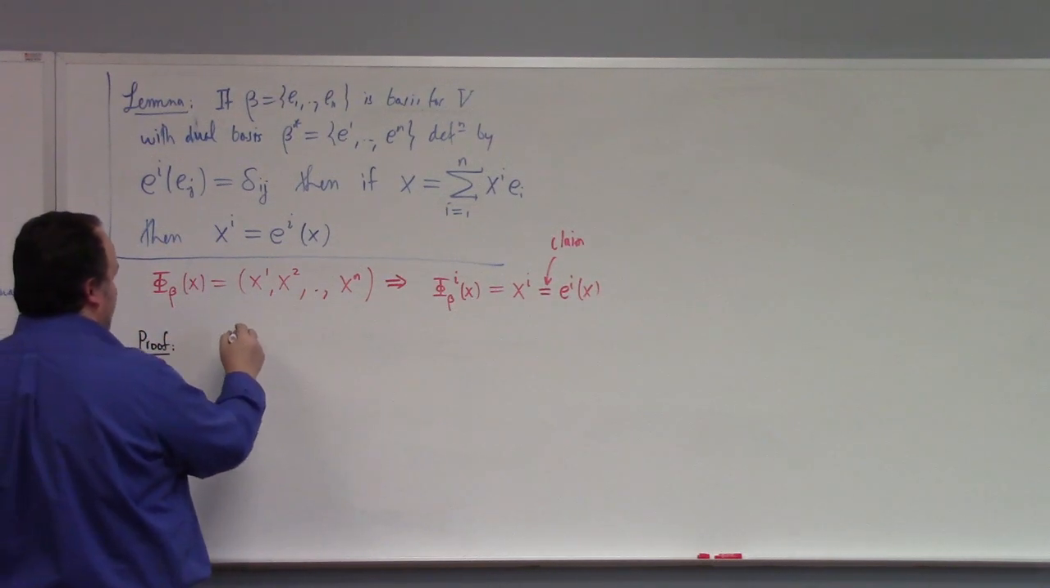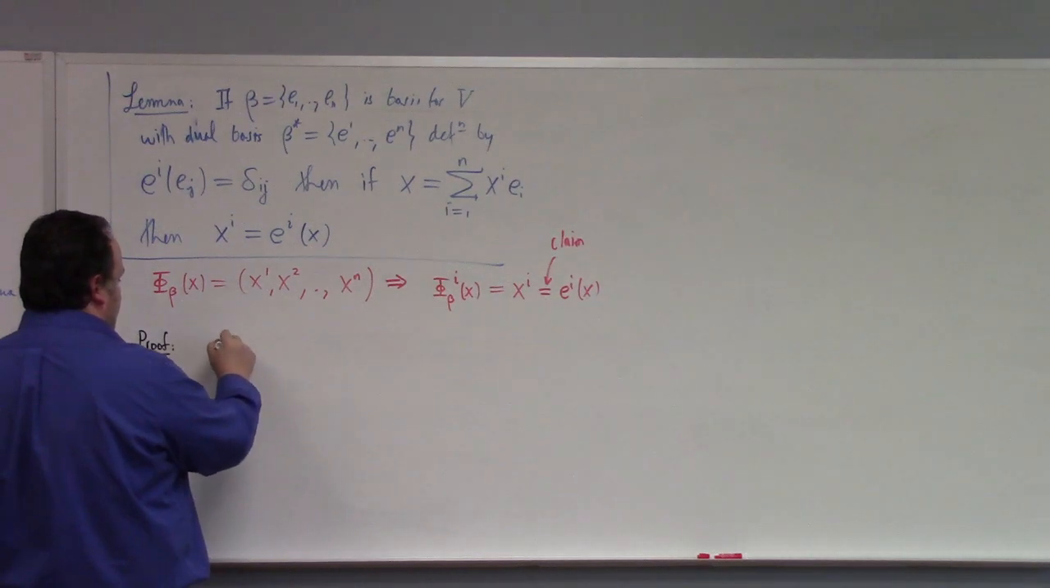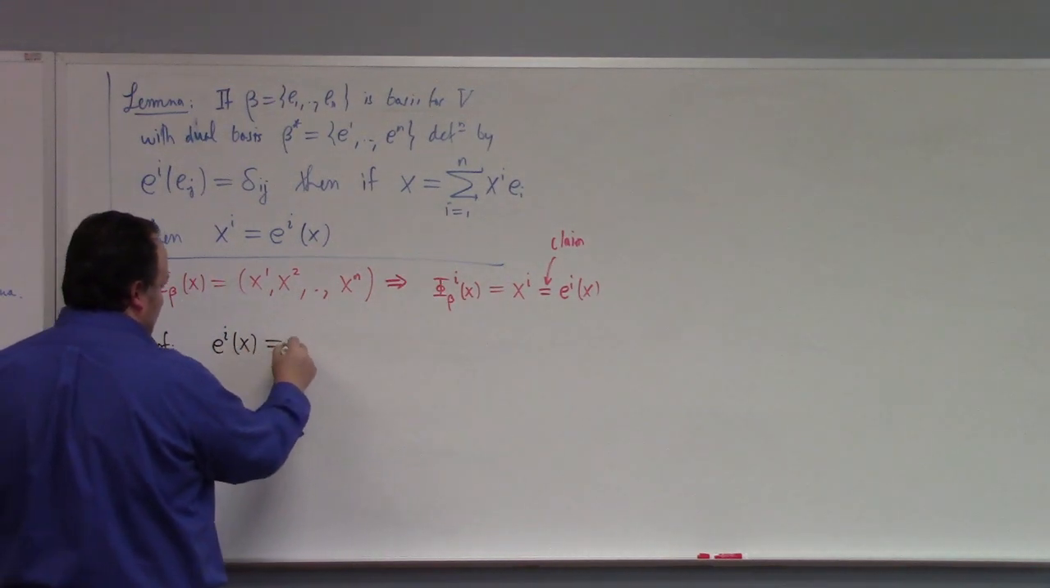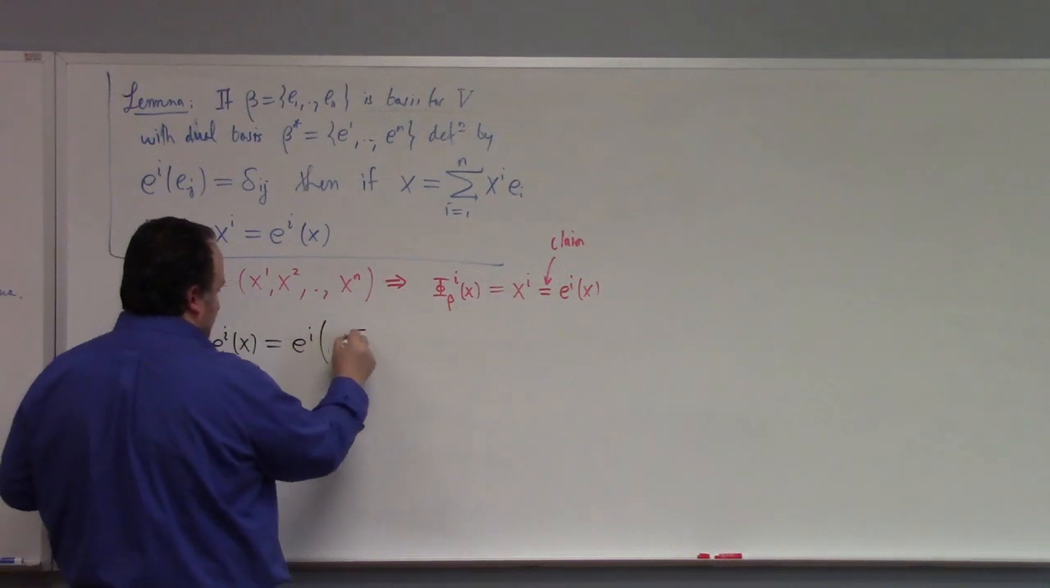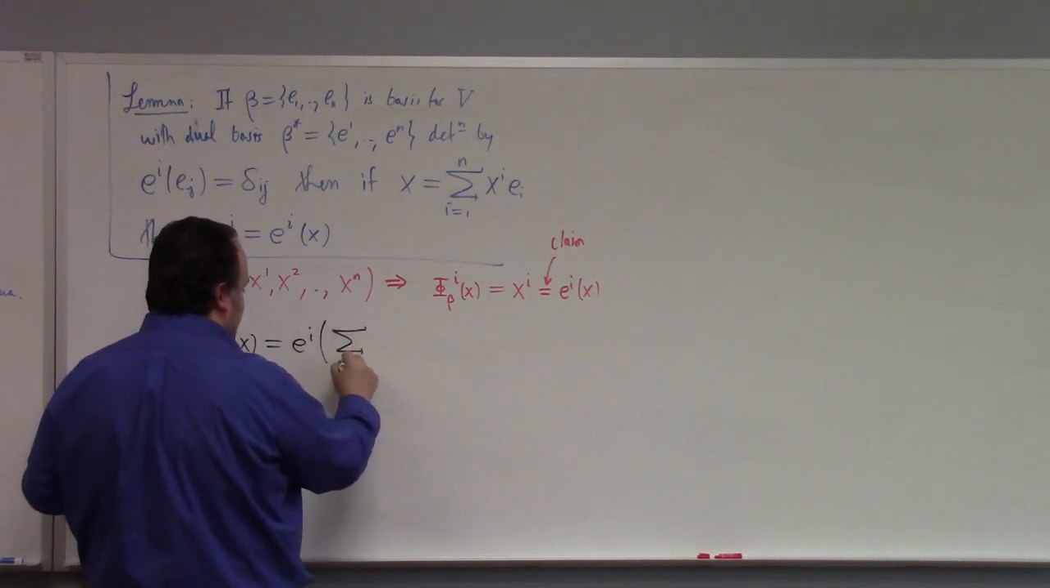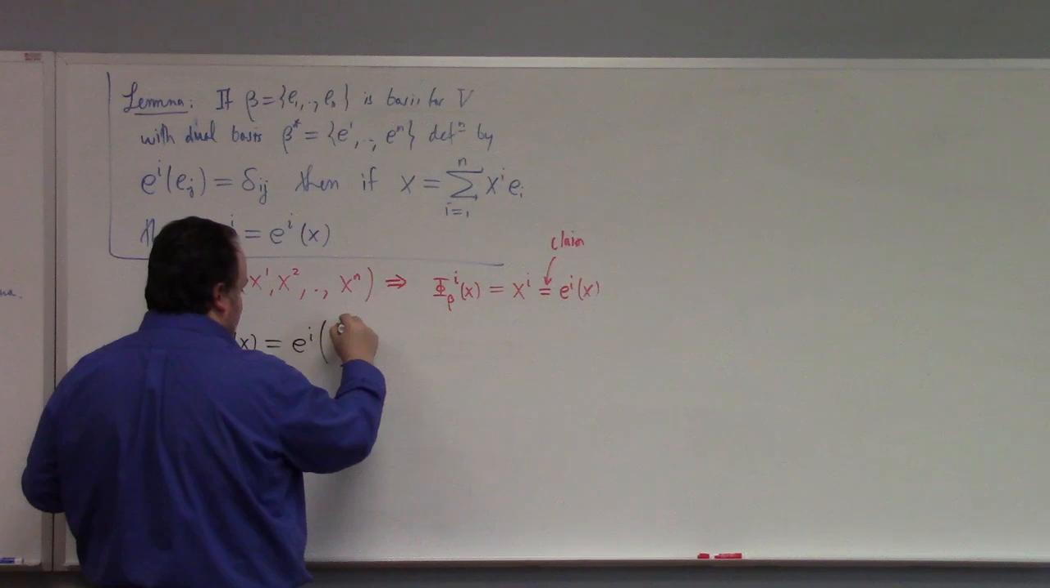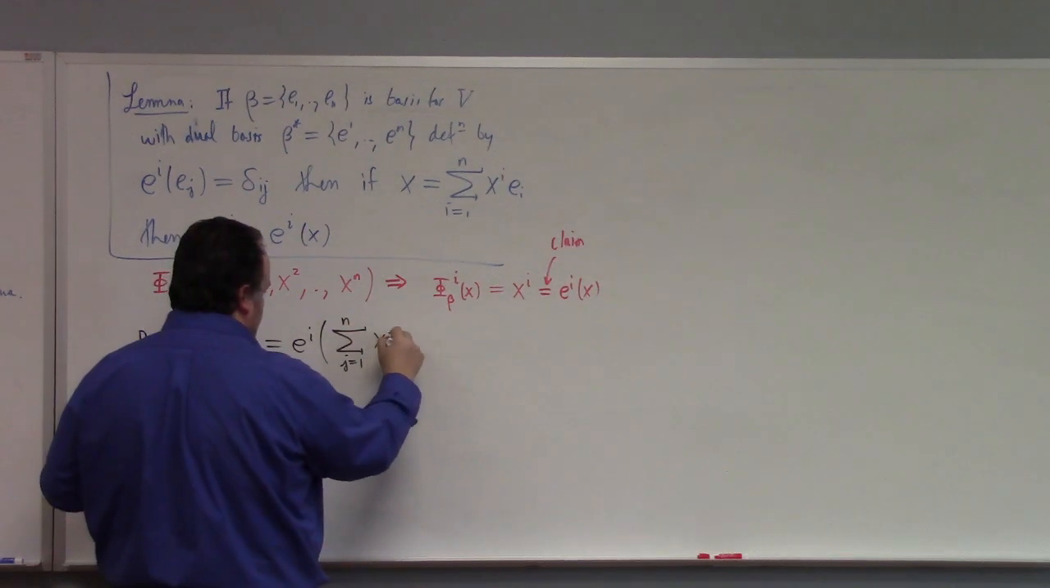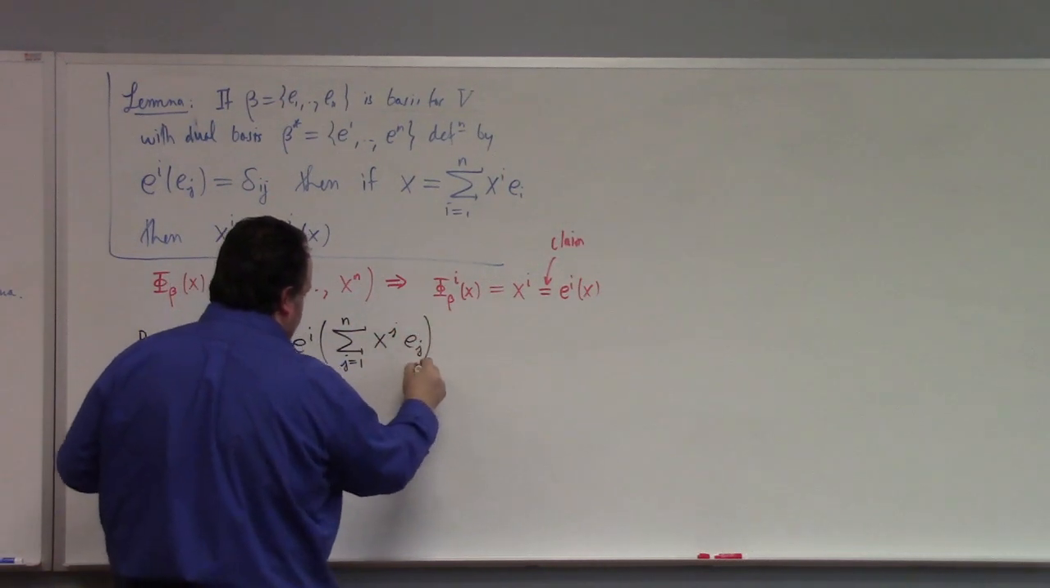Linearity, yeah. Okay, so let's look at it. E upper i acting on x is equal to E upper i acting on the sum. I better use j here because I already used up the i, right? Sum j equals 1 to n of x upper j, E lower j.